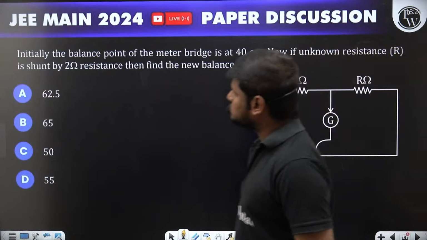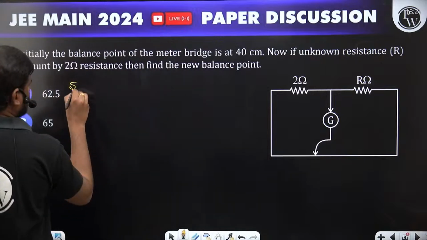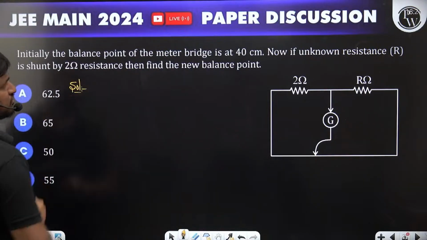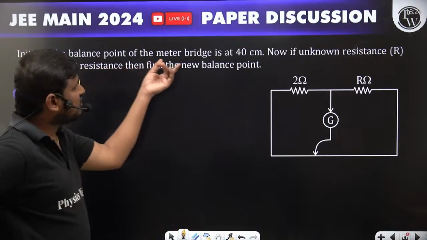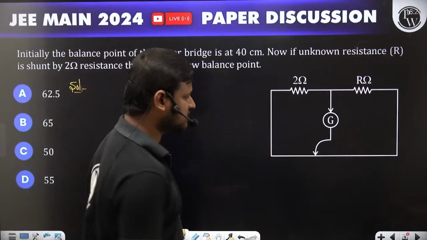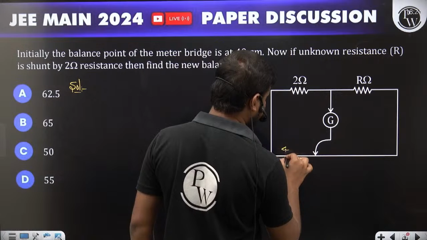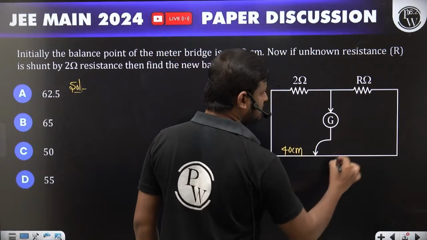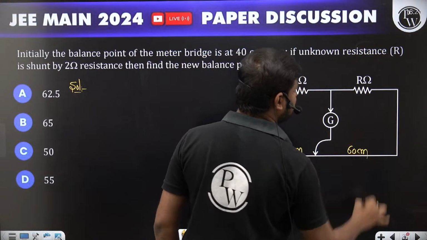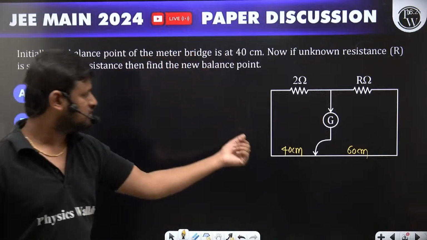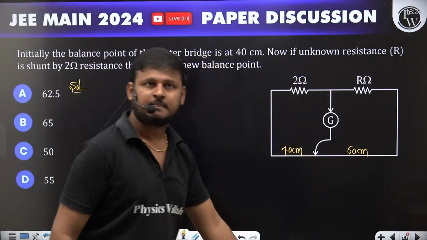So we got one more question. So what's the question here? So, meter bridge question. Initially the balance point of the meter bridge is at 40 centimeters. So this is a balancing point, which is at 40 centimeters. So obviously this will become 60 centimeters because it's a meter bridge. So the total should be 1 meter, right?